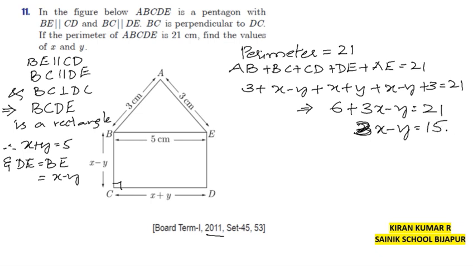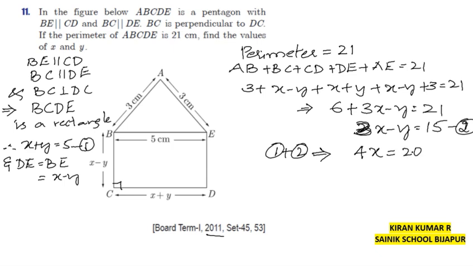Now, let me call this as equation 2. And x plus y is equal to 5 is equation 1. Look at equation 1 and equation 2. Equation 1 has positive y, equation 2 has negative y. Let me do the addition of these two equations. I get y getting cancelled.